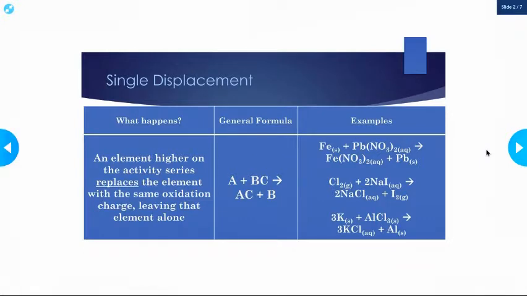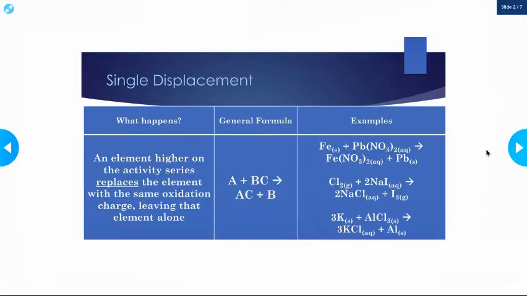And so what happens in this reaction is that an element that's higher on the activity series, and you'll have an activity series to use to determine if this reaction will occur, will replace the element with the same oxidation charge, leaving that original element alone.